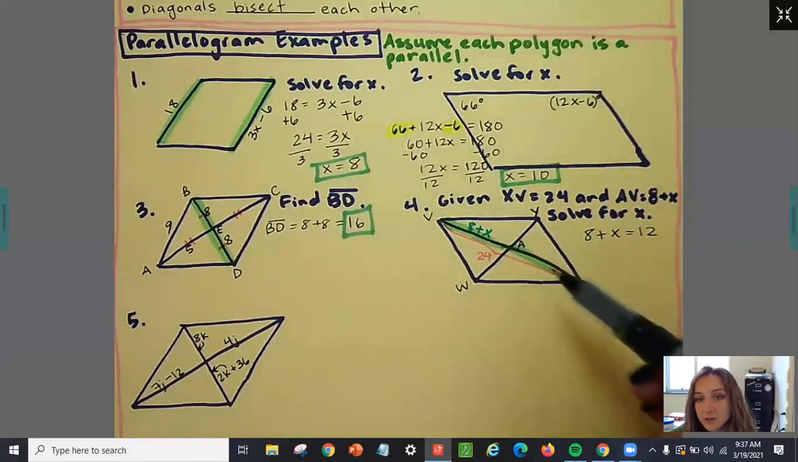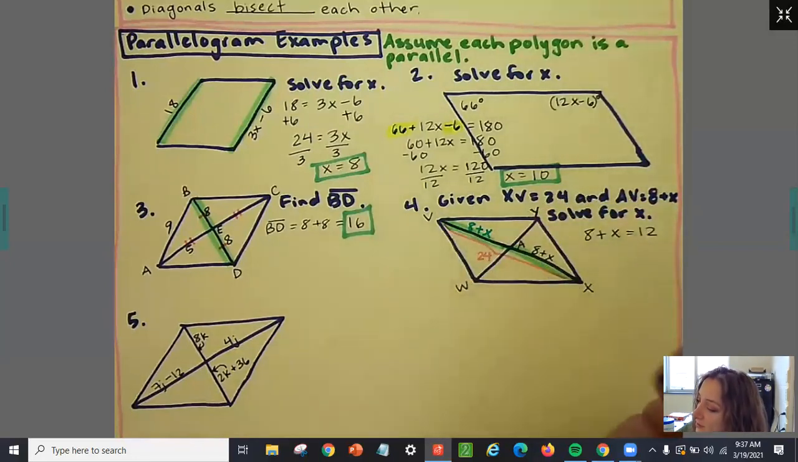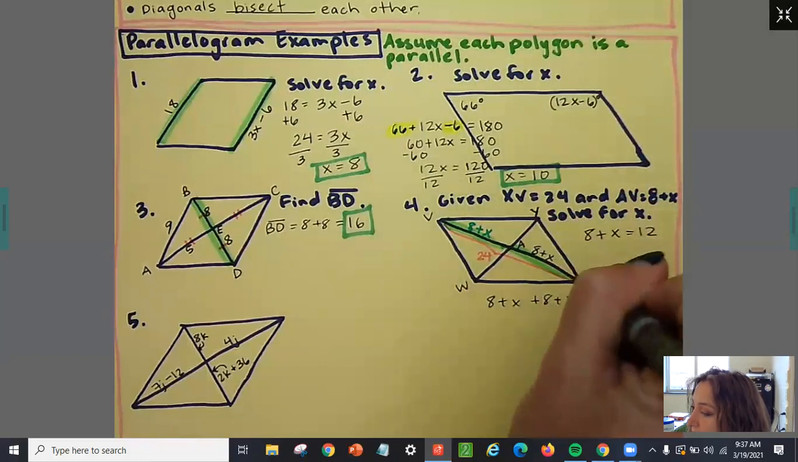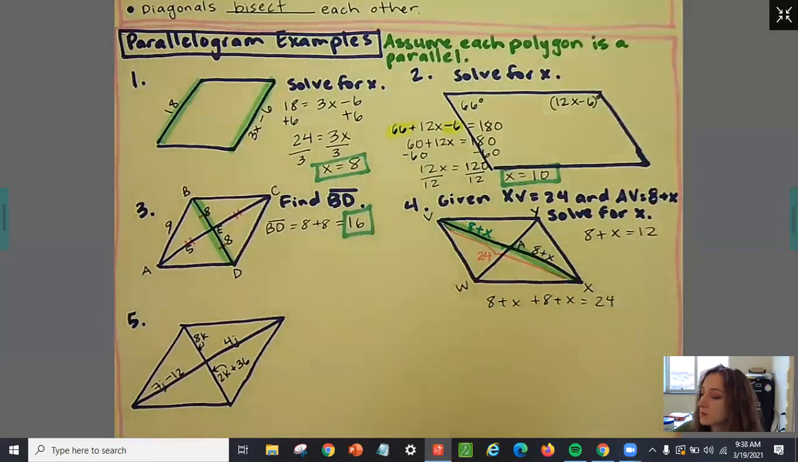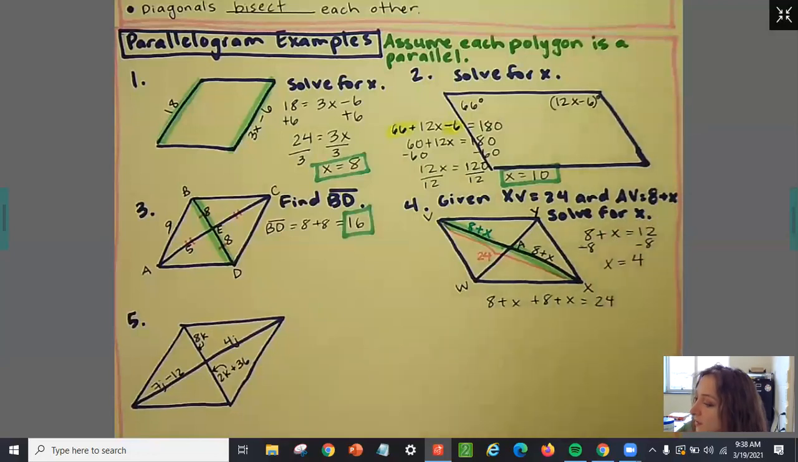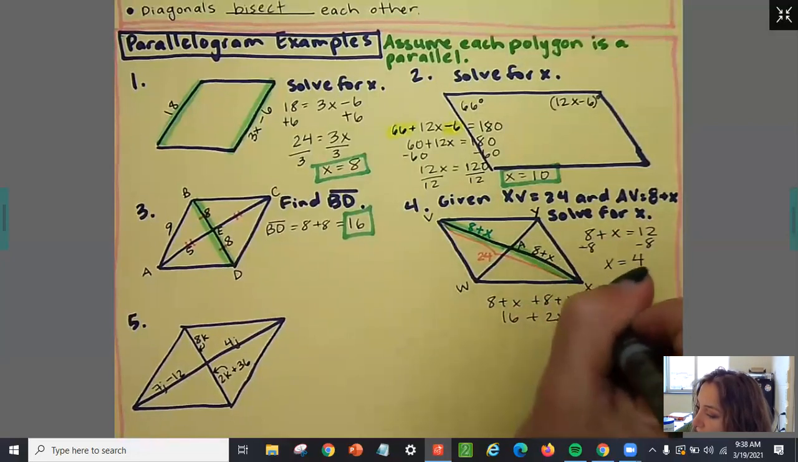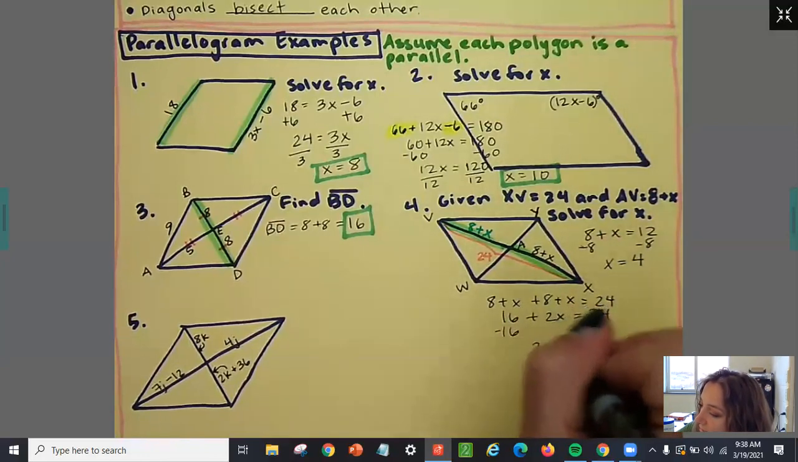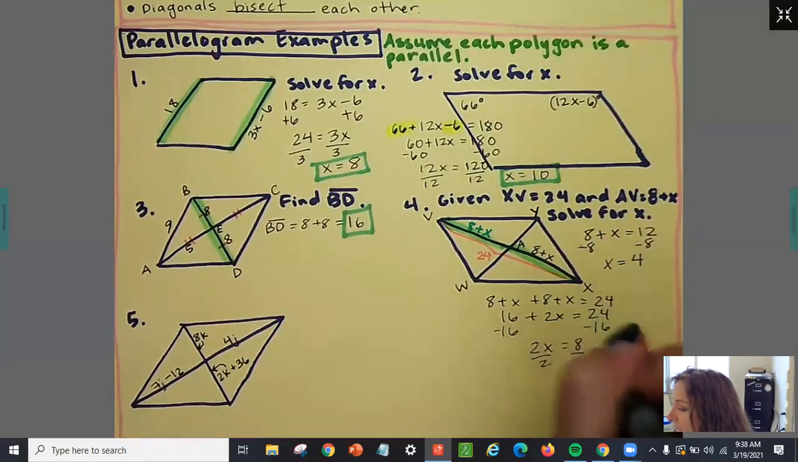We could say that this is also 8 plus x. Okay, so we would have 8 plus x plus 8 plus x equals 24. So we could say the whole thing is equal to 24, or we could set this equal to half of that. So solving this way, we'd be subtracting 8 from both sides. We would get x equals 4. And then the other way, 8 plus 8 is 16, x plus x is 2x equals 24. Subtracting 16 from both sides, we would get 2x equals 8. And then dividing by 2, we would get x equals 4.